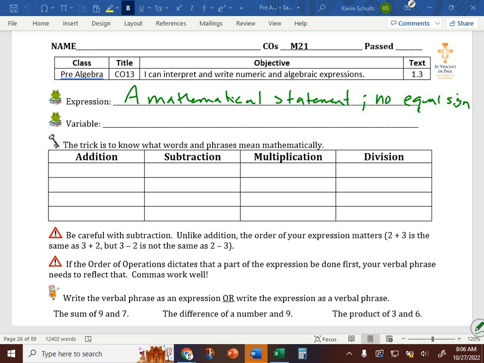No equal sign. Okay, it's stating something. It's not giving you what the value is, but it's making a mathematical statement. A variable is an unknown value and it is usually a letter. Most commonly X, Y, or N.